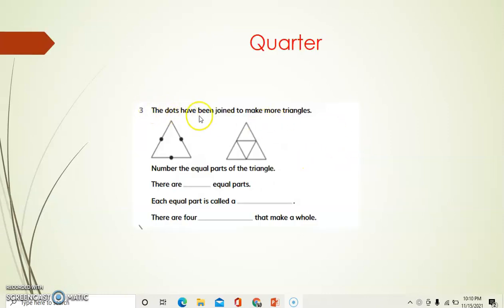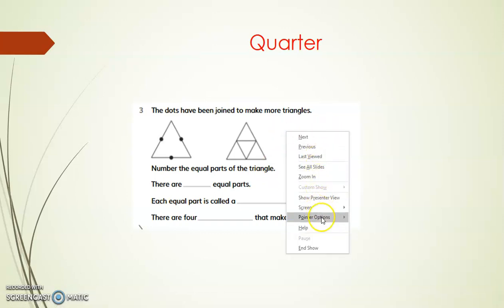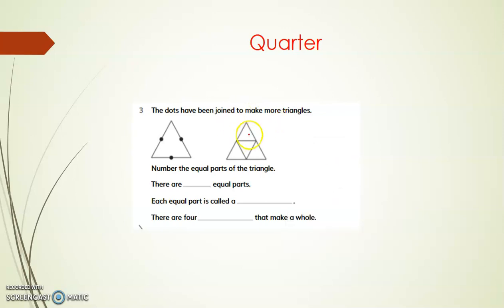So, the dots have been joined to make more triangles. You can see in the middle, triangles in the middle point, and it is divided into more triangles. Number the equal parts of the triangle. You can see there are 4 equal parts. 1, 2, 3, 4.